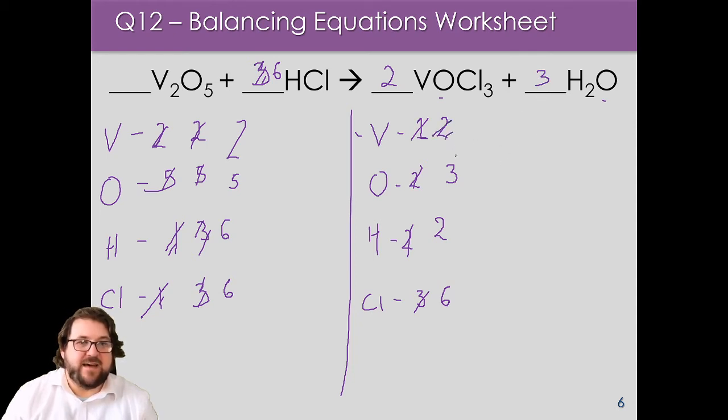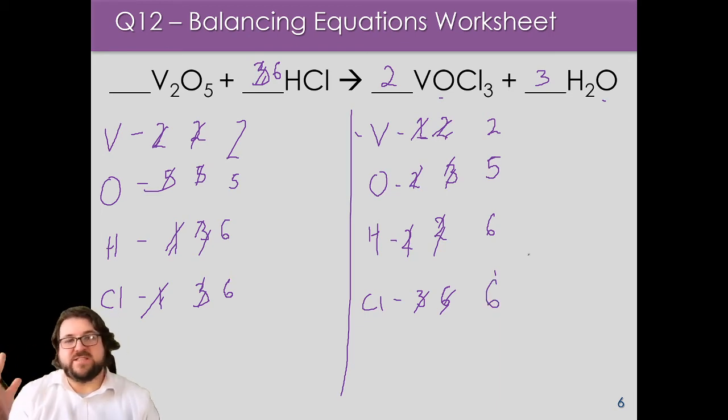Again, crossing this out to double check all my answers. Vanadium, yeah, I got 2 of them. Oxygens, now I've got 2 there and 3 there is 5 in total. Hydrogens, I've got 3 lots of H2 is 6. Chlorine, I've got 2 lots of Cl3 is 6. Whew, finally, we're balanced.